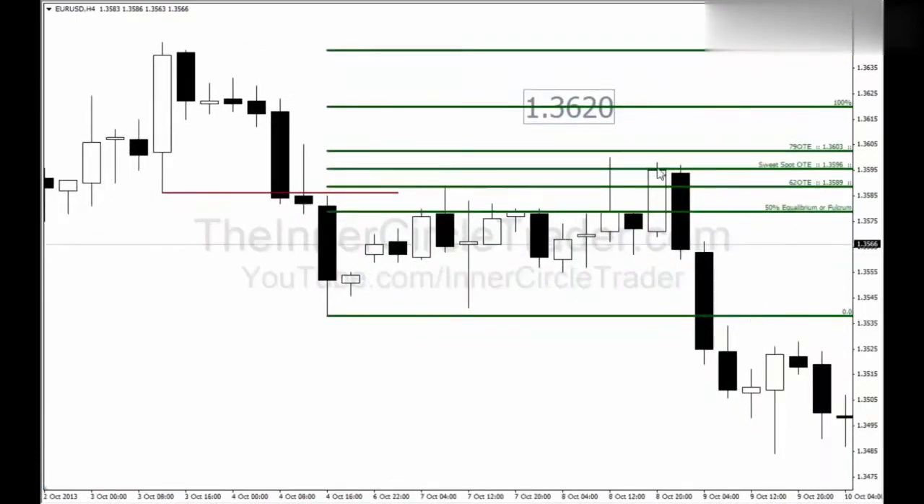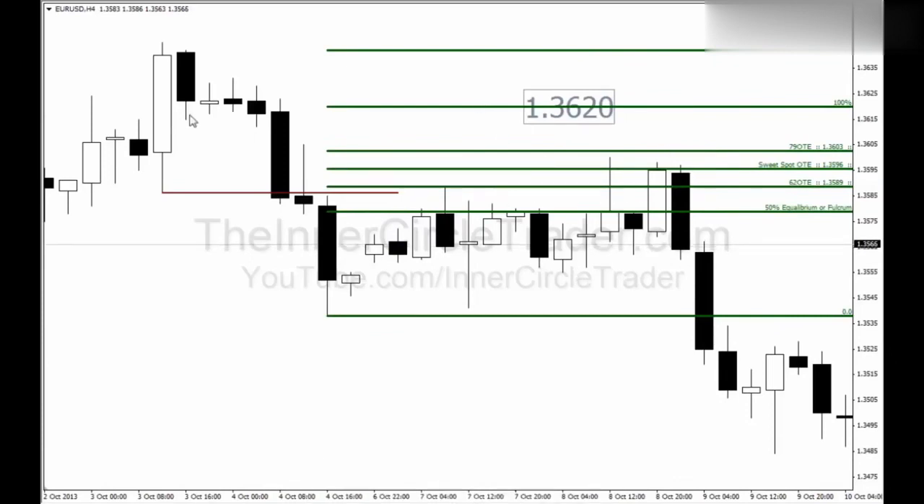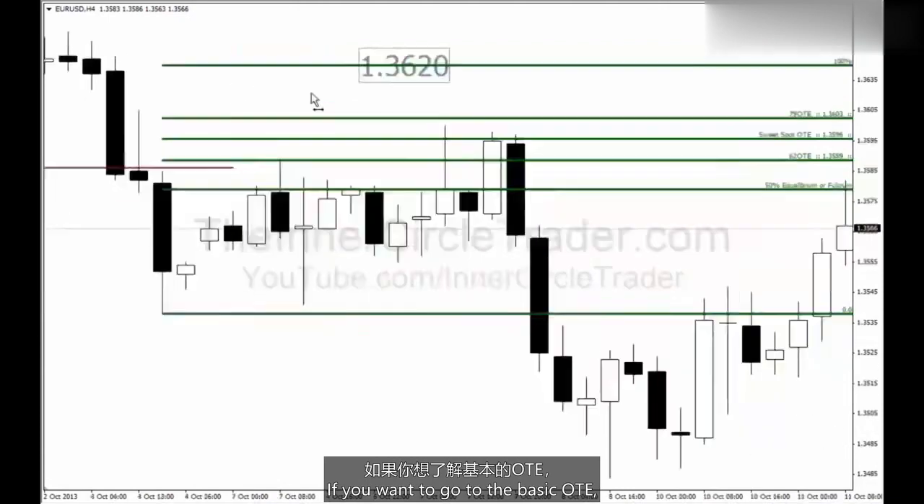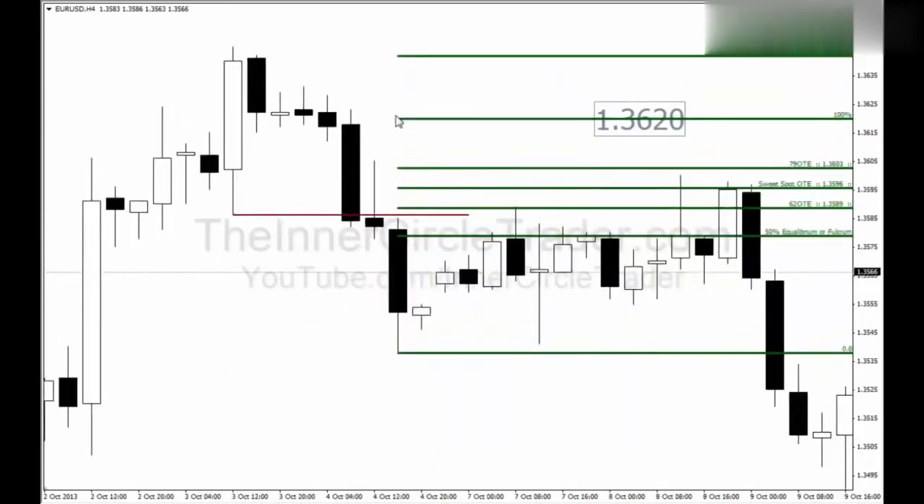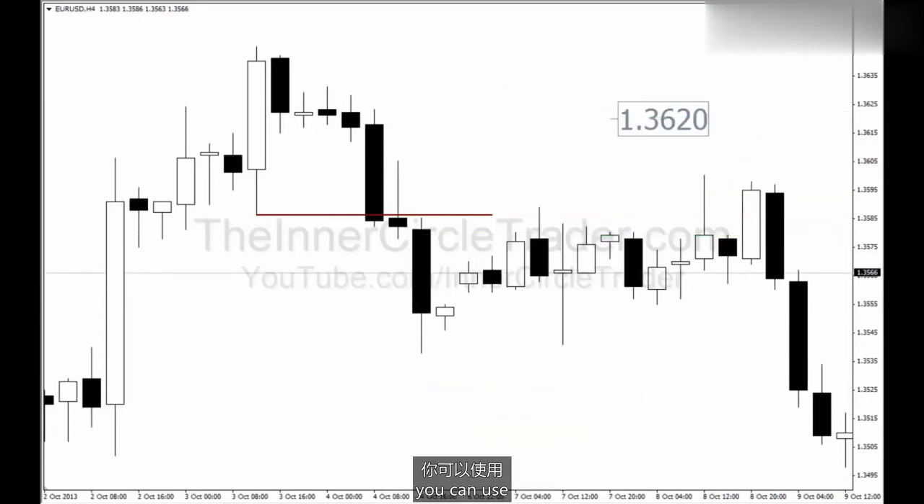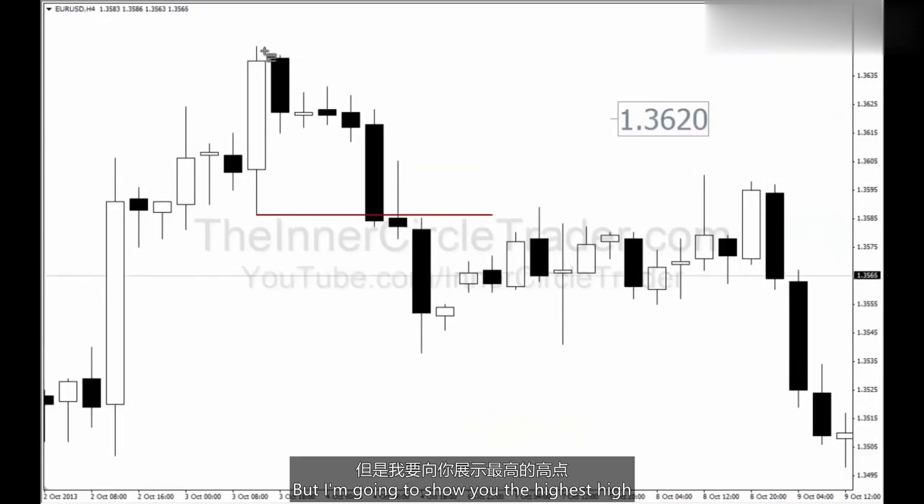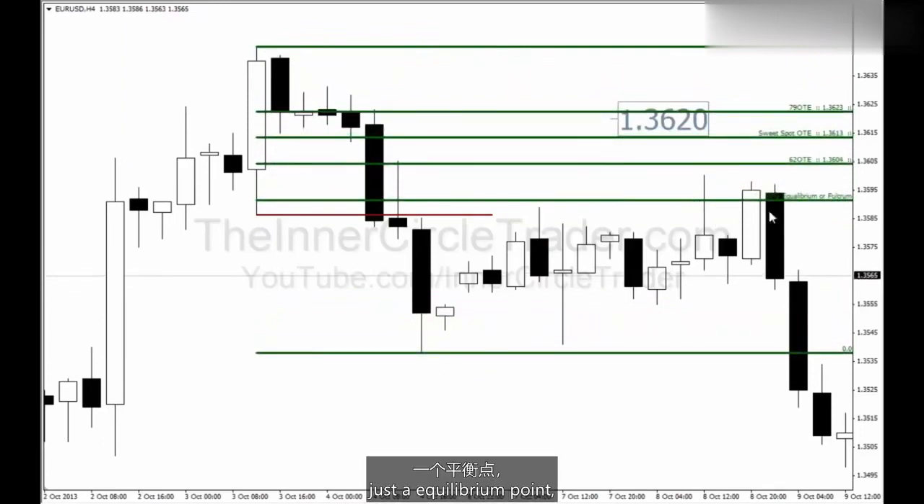And you see that happening right there. Okay. Notice that we dipped above this level. So we went back inside of the order block here, and we had a nice optimal trade entry. Boom. Okay. If you want to go to the basic OTE, you can use this swing high and this swing high. But I'm going to show you the highest high down to that low. Okay, we got just the equilibrium point, which really isn't beneficial to me.